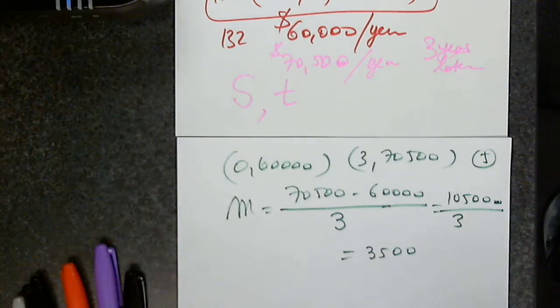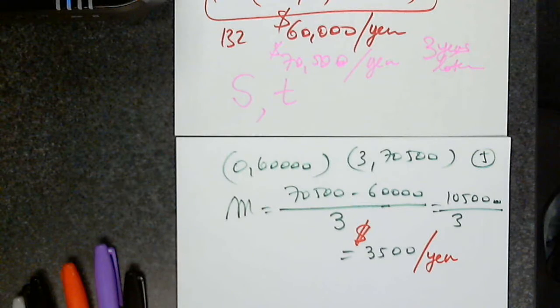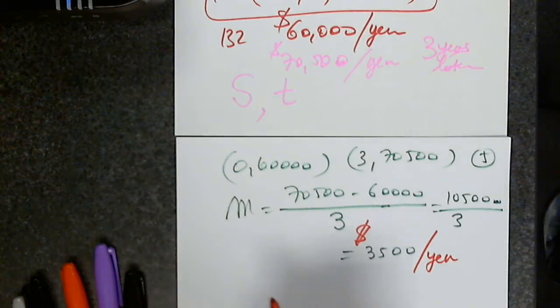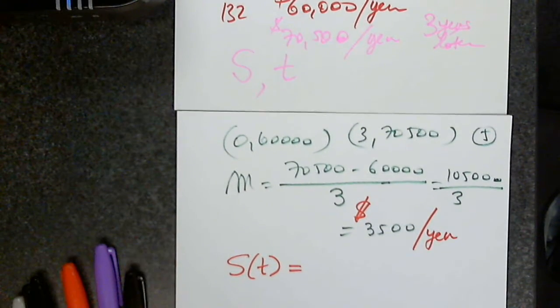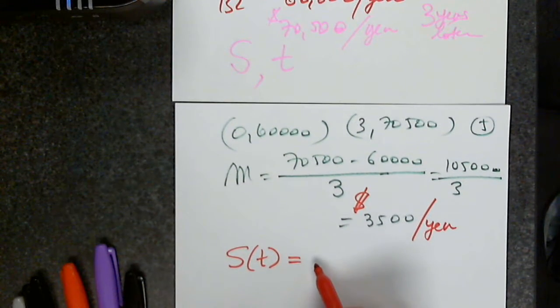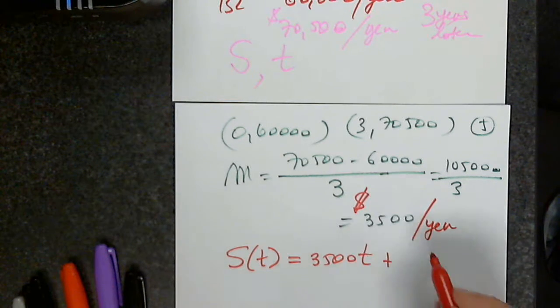That's the rate of change of her salary per year. She got an extra $3,500 each year. Perfect. Part B. Oh, I didn't finish. So we want to find now S of T. How do I write S of T then? Yes, very good. 3,500 T plus 60,000.